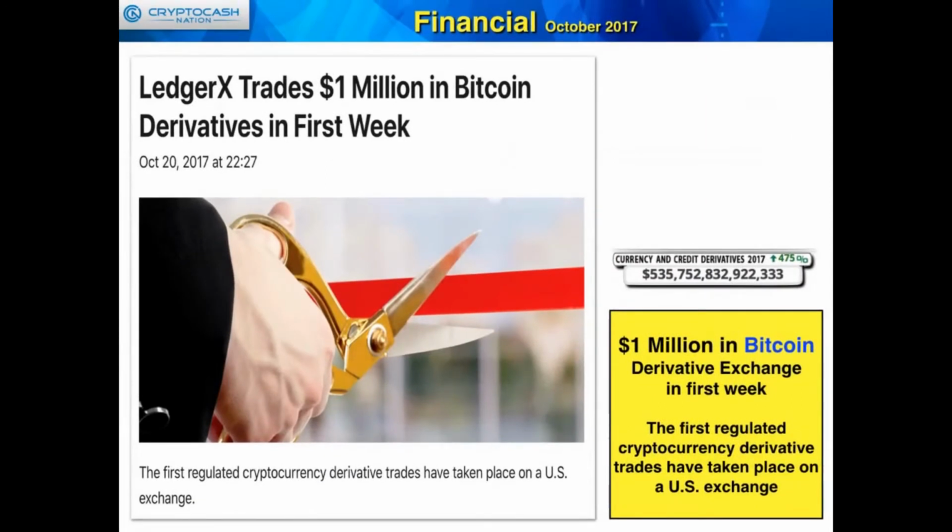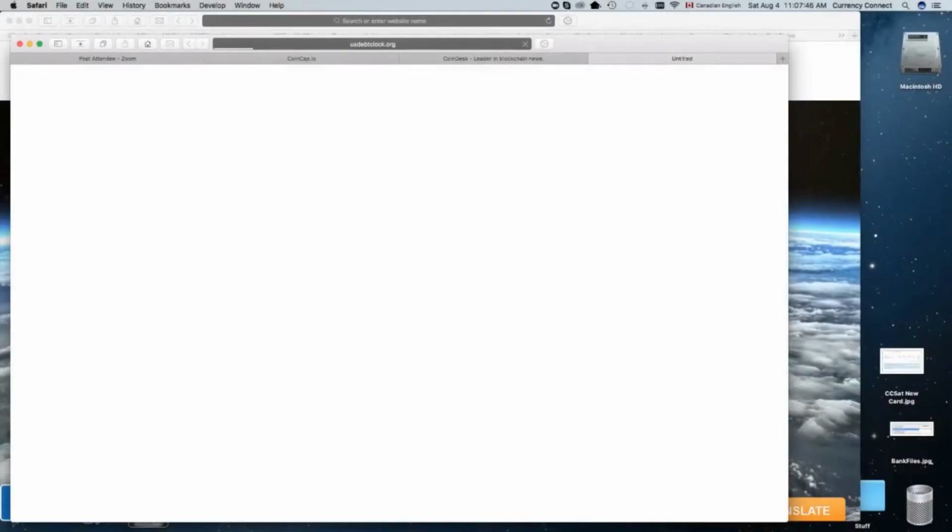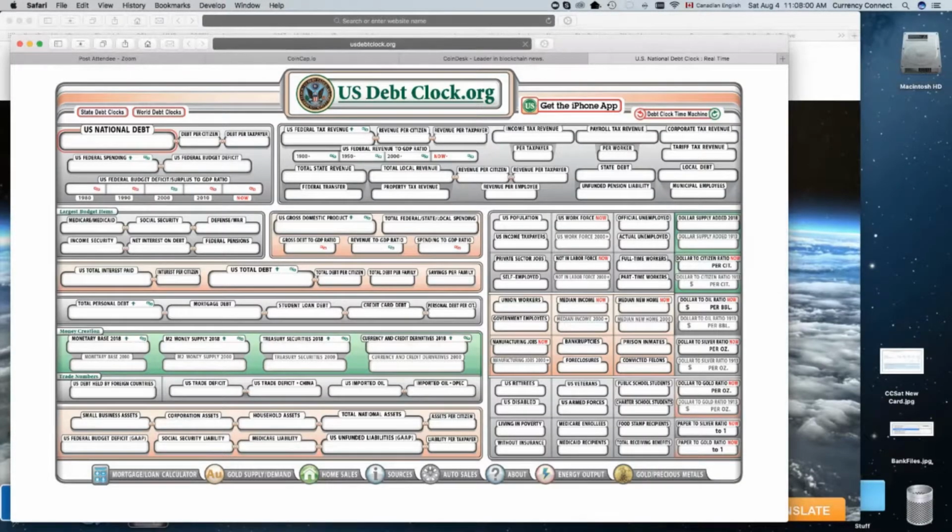LedgerX, oh, look at this. Trades 1 million in Bitcoin derivatives in the first week. This exchange here, LedgerX, the first regulated cryptocurrency derivatives trades have taken place. Now let's click on this link here because it takes us off to a very interesting site called usdebtclock.org. And if you're keeping up with the news at any point in time, you know that every 90 days, give or take a bit, the US government has to borrow about $1 trillion these days from the Federal Reserve to pay the bills, right?